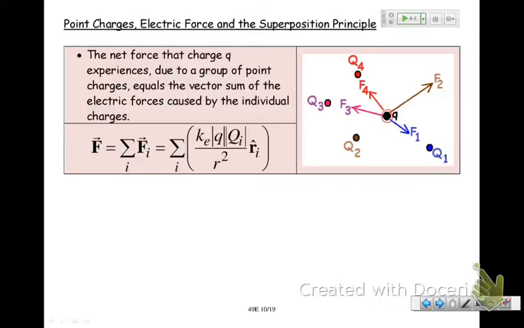The proximity of Q2 does not affect the force caused by Q1. So in a way it makes life very simple. You just work out the forces caused by each pair, Q and Q1. Work out the force by Q and Q2, the force by Q and Q3, the force by Q and Q4. And then when you've done all that, you add them up vectorially.